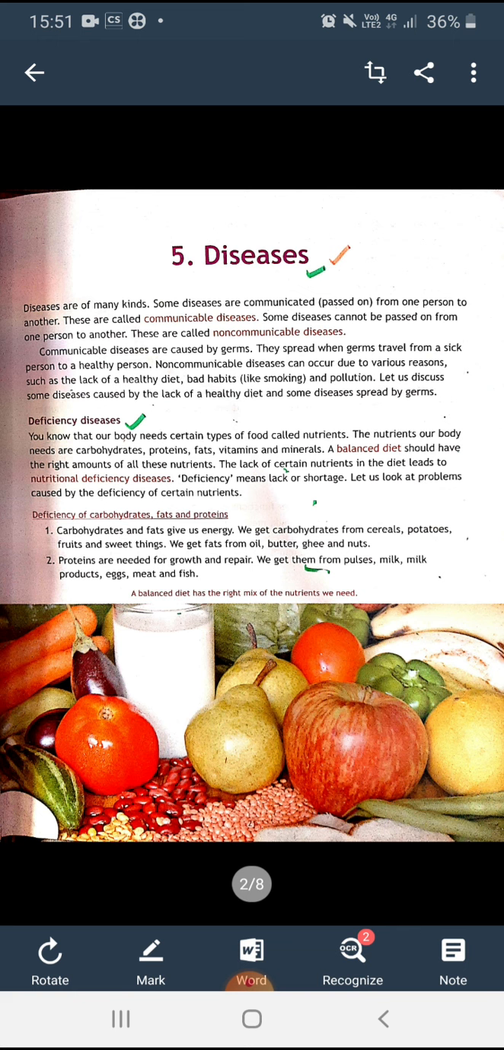Deficiency of carbohydrates, fats and proteins. Carbohydrates and fats give us energy. We get carbohydrates from cereals, potatoes, fruits and sweet things. And we get fat from oil, butter, ghee and nuts. Proteins are needed for growth and repair, and we get them from pulses, milk, milk products, eggs, meat and fish.